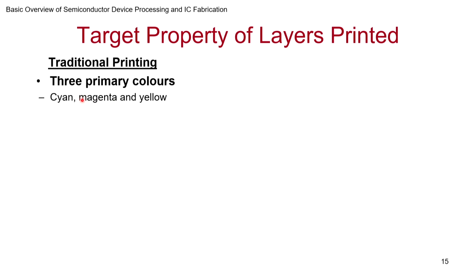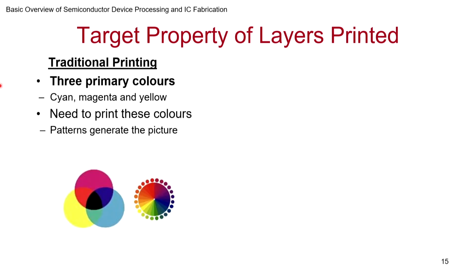So three primary colors are there, and you can decide how much of what ink to print where to get the appropriate color at a place. So you need to print these colors, and patterns are generated, and you can see that various colors are printed by playing around with the basic colors.